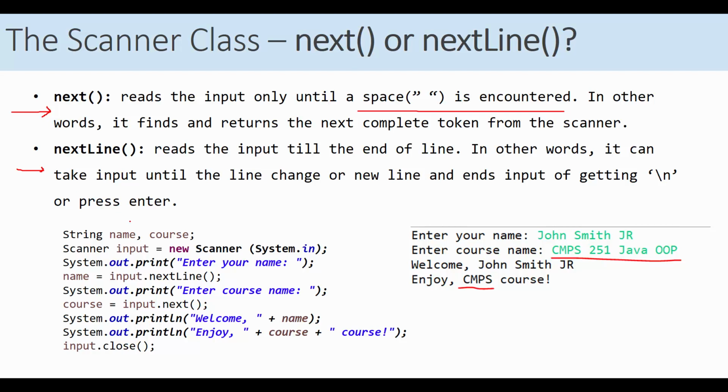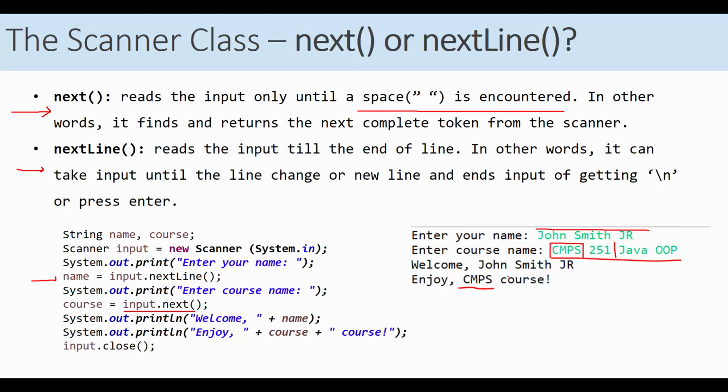So in this example here, I'm trying to read the entire line here in this line. I enter the name John Smith Jr. But for the next one, I'm using only next. And this is my input here, CMPS 251 Java. Next will only read the first word until the space is encountered.